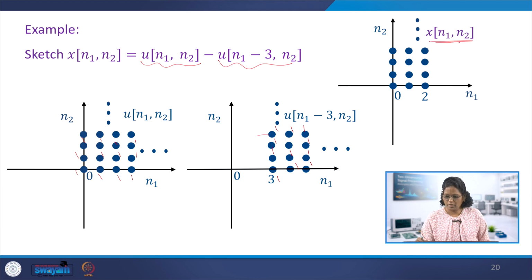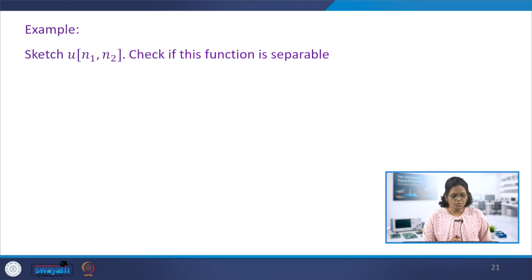So x of n1 comma n2, because of the minus sign, has values for n1 equal to 0, 1, 2, and all the values of n2, with n2 extending to infinity. So this is the sketch of the sequence x of n1 comma n2. A sequence that is a sum or subtraction of shifted step sequences can be represented like this.